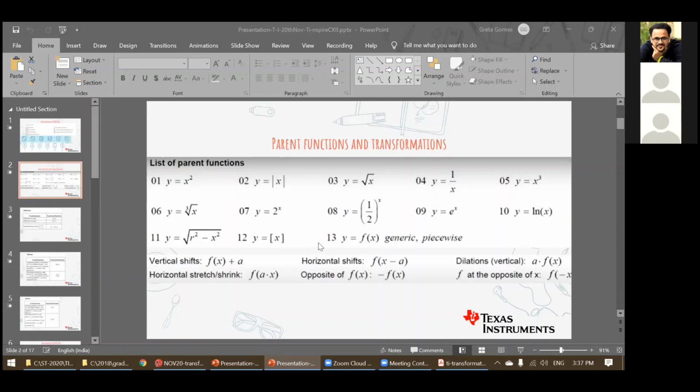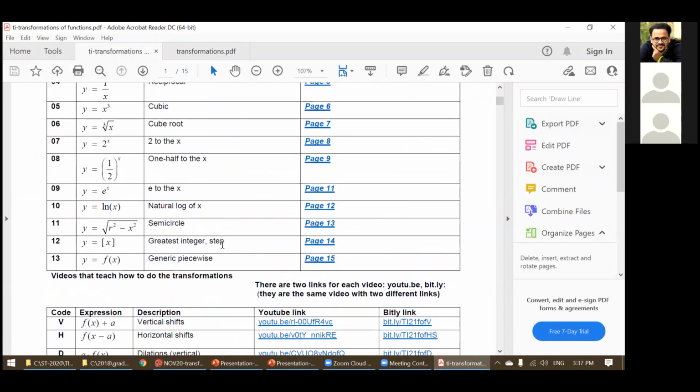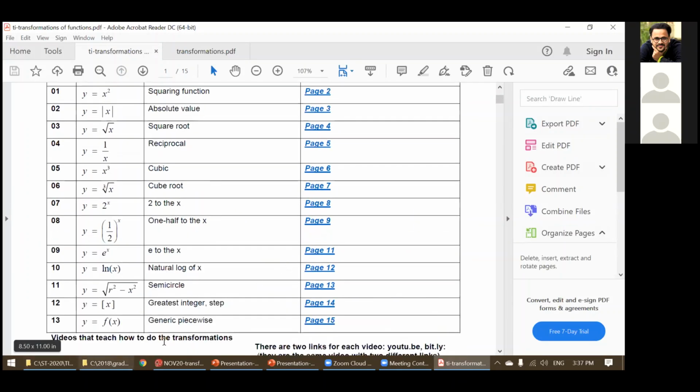So what you can do is when the sheet is shared with you, it's all here. You can easily click on these two links, and the greatest integer function is also called a step function. It will take you exactly to understanding the piecewise function. A piecewise function is basically how a function is defined for a particular part of the domain, and how it is defined for the other part of the domain. If we have time towards the end, I'd love to show you at least the piecewise function.